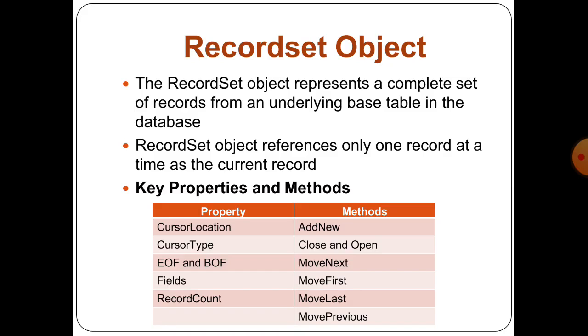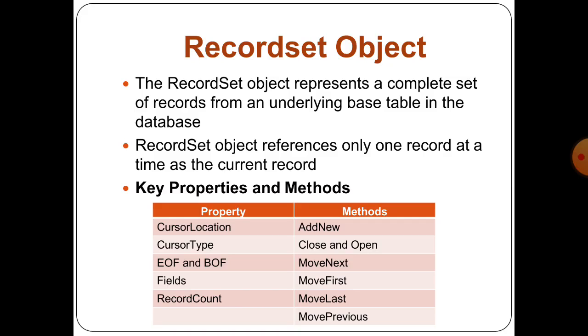The key properties for this record set object are cursor location, cursor type, EOF and BOF. EOF is nothing but end of file, BOF is nothing but beginning of file. And we are having the fields, and next is the record count. These are the different properties for this record set object.